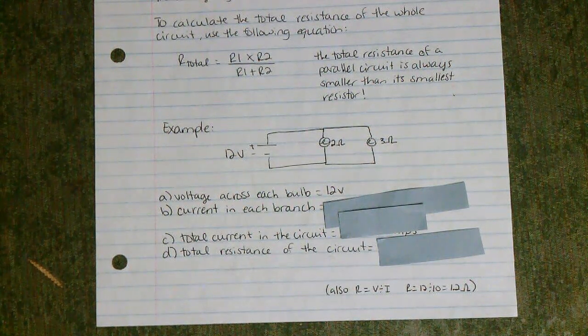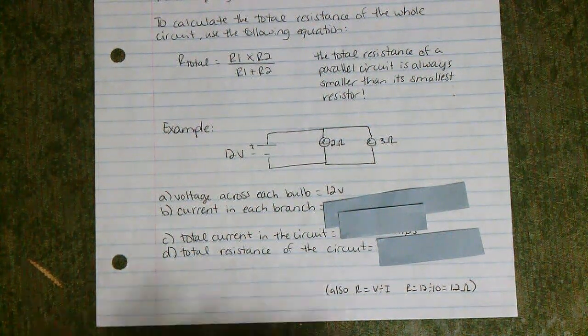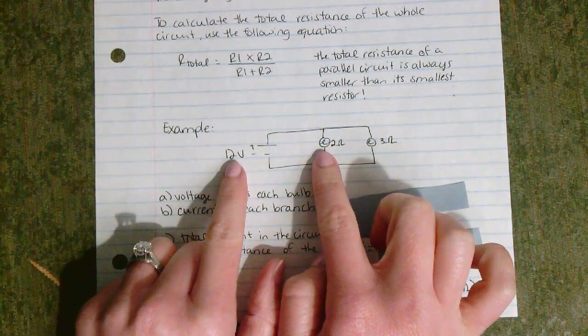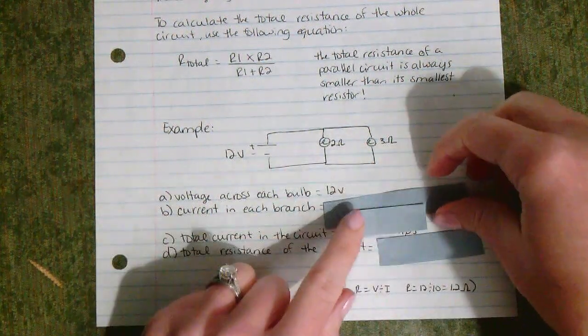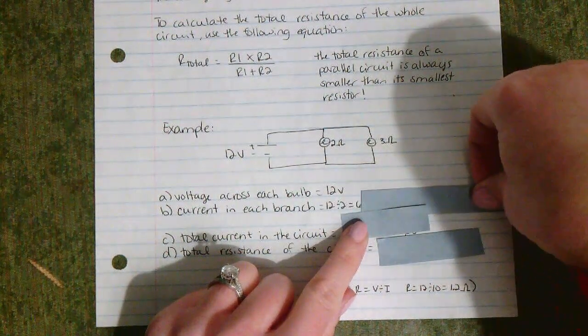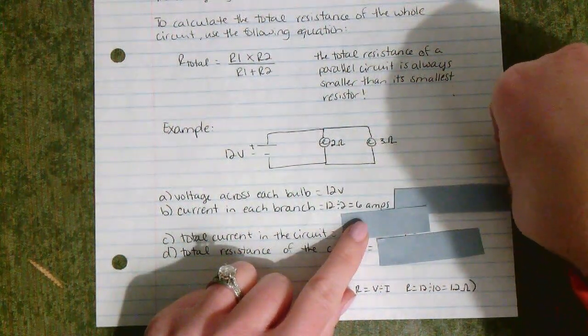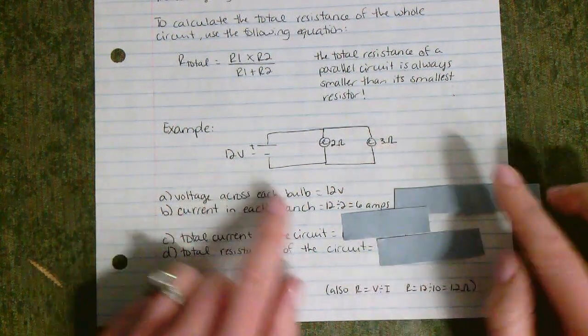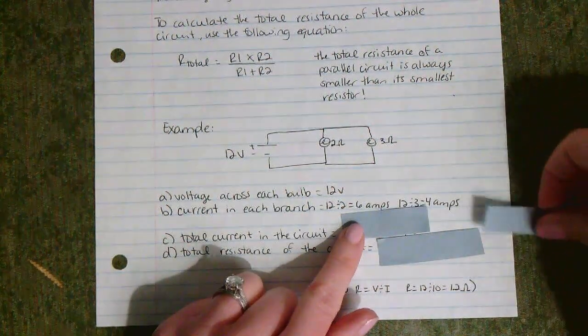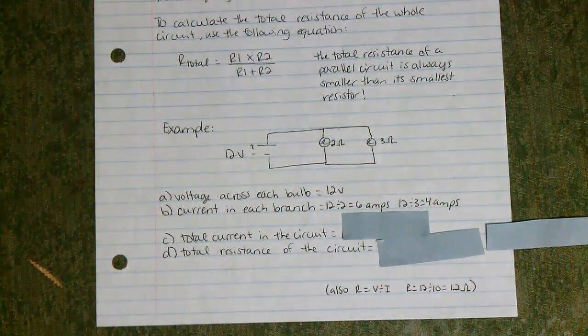If I go back and look at my notes, it says the current in each branch is calculated by dividing the voltage by that branch's resistance. So for this branch, it's going to be the voltage 12 divided by 2, which is 6, right? Pretty easy. So it'd be 6 amps. And for this branch, it'd be 12 divided by 3, which would be 4 amps. Okay, so there's my math for that. Not too bad.